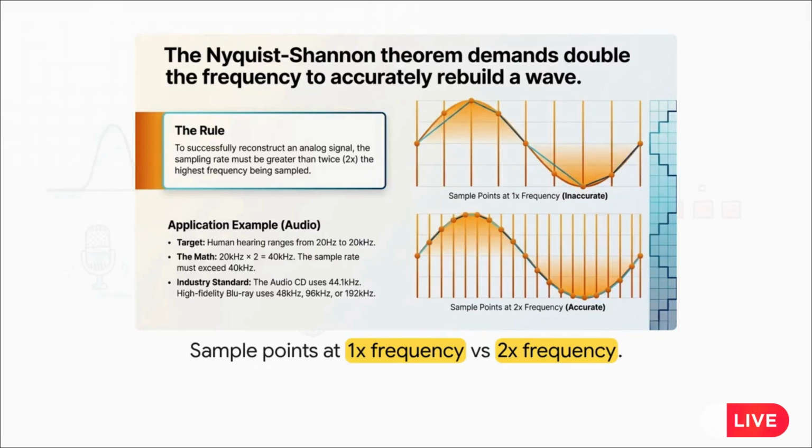If you try sampling at exactly 1 times the frequency, you just hit the exact same 0 point over and over again, entirely missing the actual curve. It basically reconstructs as a flat line. But if you sample at 2 times the frequency, it accurately catches both the wave's peaks and its valleys. This is exactly why the industry standard audio CD samples human hearing, which maxes out around 20 kilohertz, at a rate of 44.1 kilohertz. It's more than double the target frequency, which guarantees a perfect digital reconstruction.